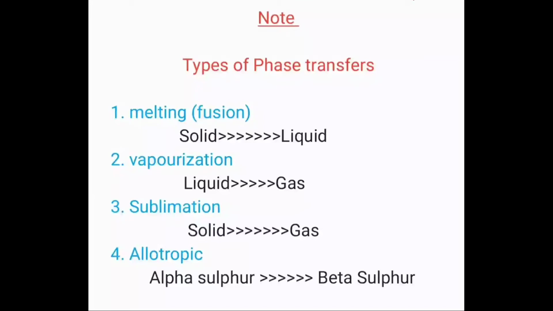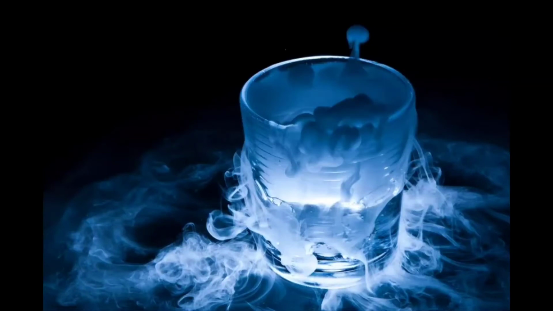The next example for sublimation is dry ice, meaning solid carbon dioxide. Whenever carbon dioxide is cooled down, it converts into the solid phase. Whenever this dry ice is taken into the open atmosphere, it converts into the vapor form, which is sublimation. This dry ice is a solid form, and in the open atmosphere it directly converts into the gaseous phase, the vapor form. So it is known as sublimation.